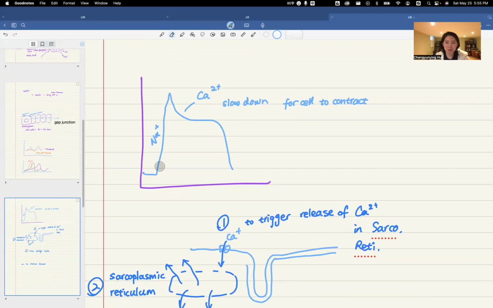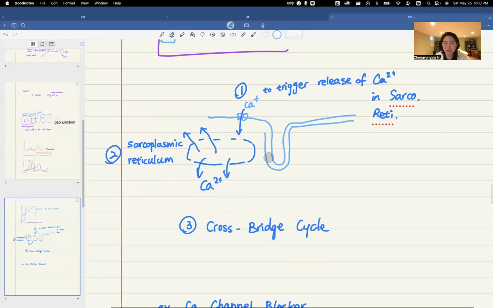Here's how it goes in the neuron of heart muscle. So sodium rushes in and we have an action potential. As we reach the top, we have sodium going out, but at the same time we have calcium going inside. That's why we get this plateau. It's when the calcium is rushing in and sodium is going out. It slows down for the heart to contract.